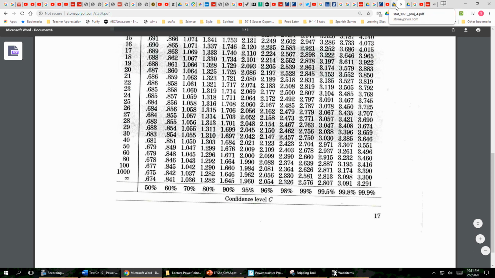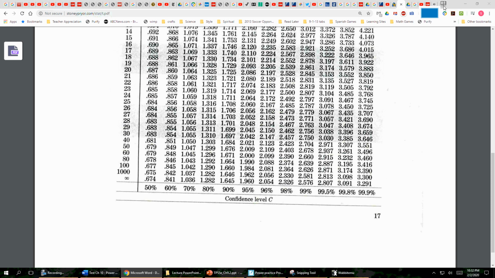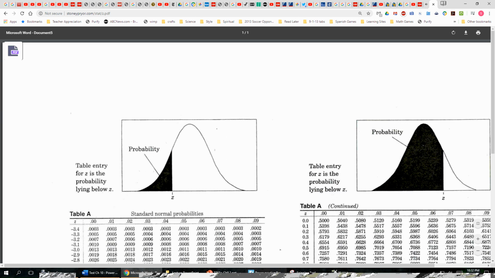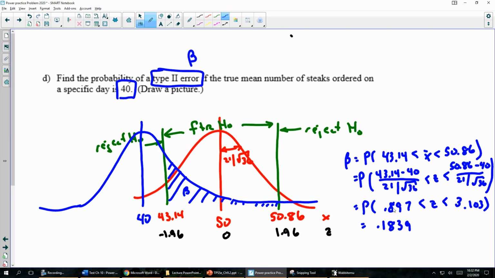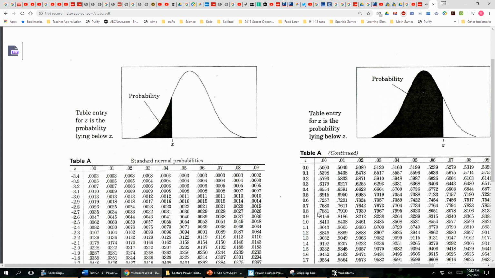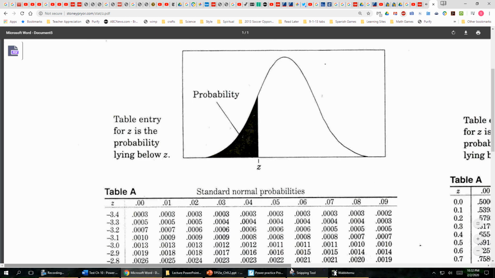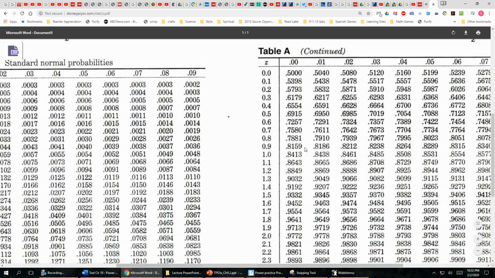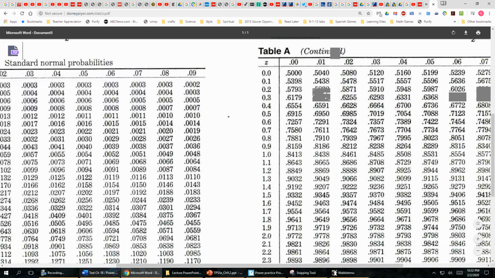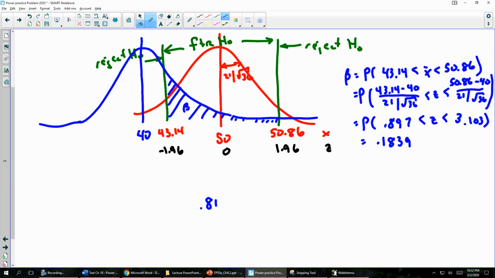Got to pull up a chart real quick. Okay, the first number was 0.897. That'll round to 0.90. So I look on this chart for 0.90, and it's right here, 0.90. That's 0.8159, to the left. Let me remember that: 0.8159. And the other number was 3.10.